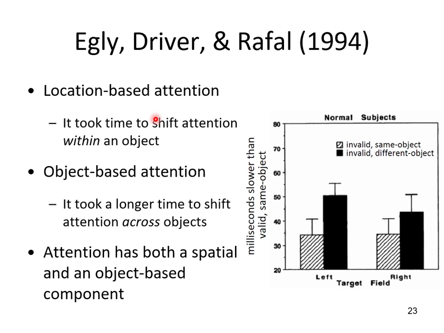However, to shift attention across the same distance but across different objects, it takes even more time. Therefore, it takes a longer time to shift attention across objects, even when the spatial distance is controlled. Therefore, we also have evidence for object-based attention. So in this Egly, Driver, and Rafal 1994 experiment, it gives evidence for both a spatial and object-based component in attention. Okay, so very quick revision on this experiment.